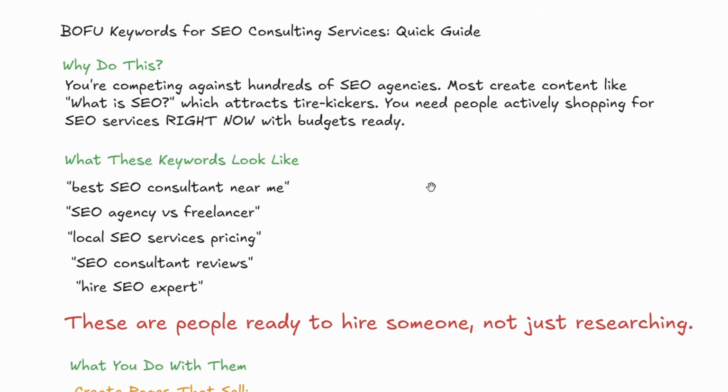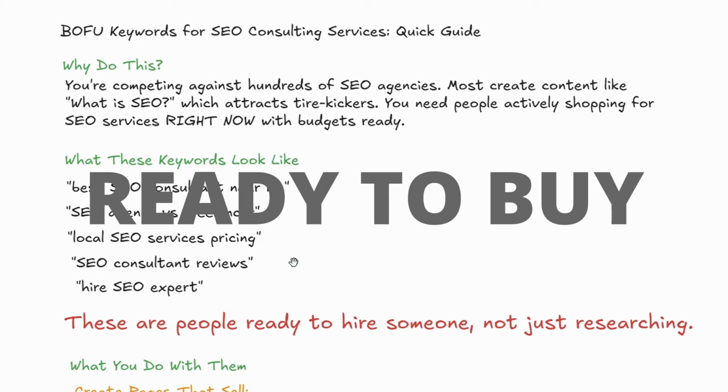If I just jump over to the whiteboard for a second, basically I can explain this in a bit more detail. So why do this? If you're competing against hundreds of SEO agencies, most create content like, what is SEO? And this just attracts tire kickers. What you need to attract people that are actively shopping for SEO services right now. So keywords that do this are like best SEO consultant near me, SEO agency for freelancer. These searches are done by people who have intent and are ready to buy.